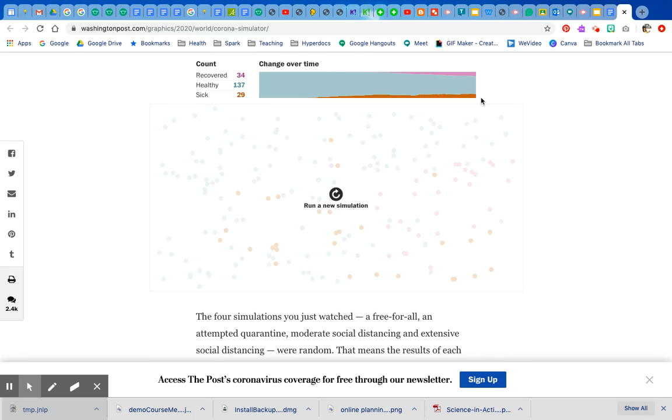So if we all do our part and have extreme social isolation, we can flatten the curve, and we will save a lot of people's health and a lot of deaths as well.